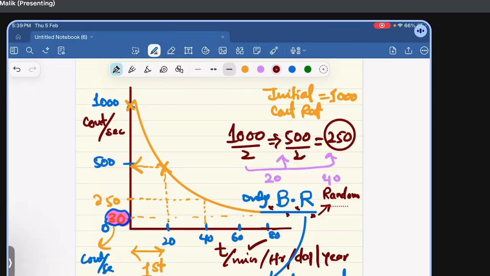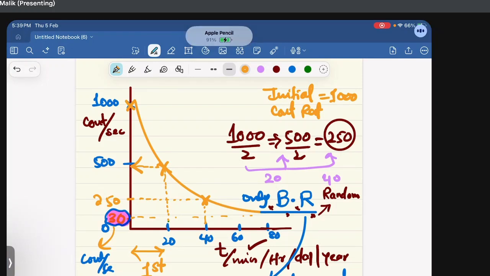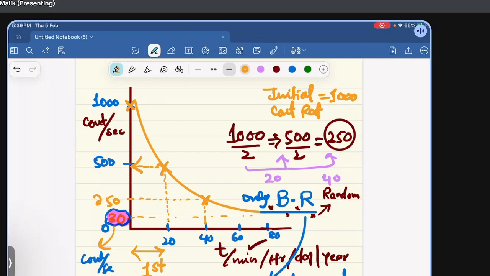How to find the half-life? Adem, Mashal, Fatma, please share your feedback, bache. Yes, sir. Yes, sir. We got it. Got it? Very good. Very good.